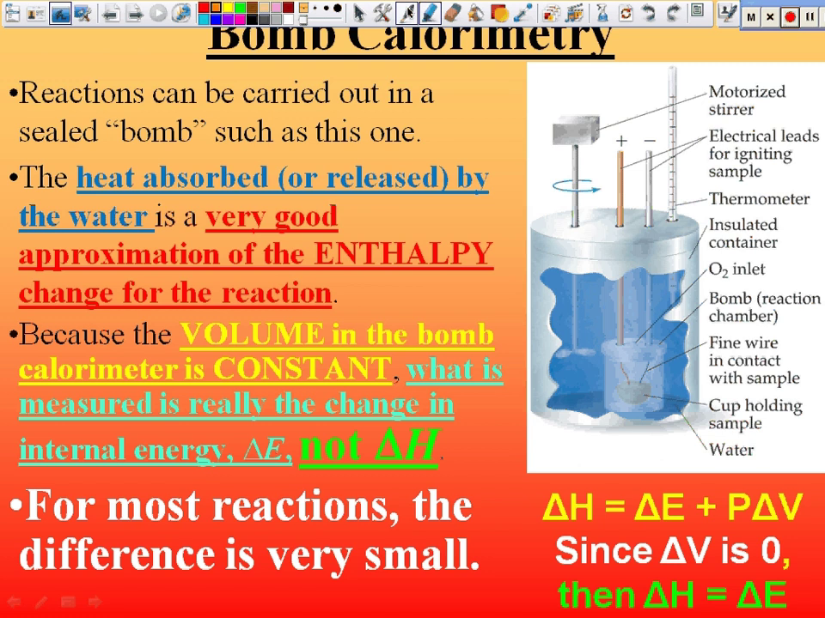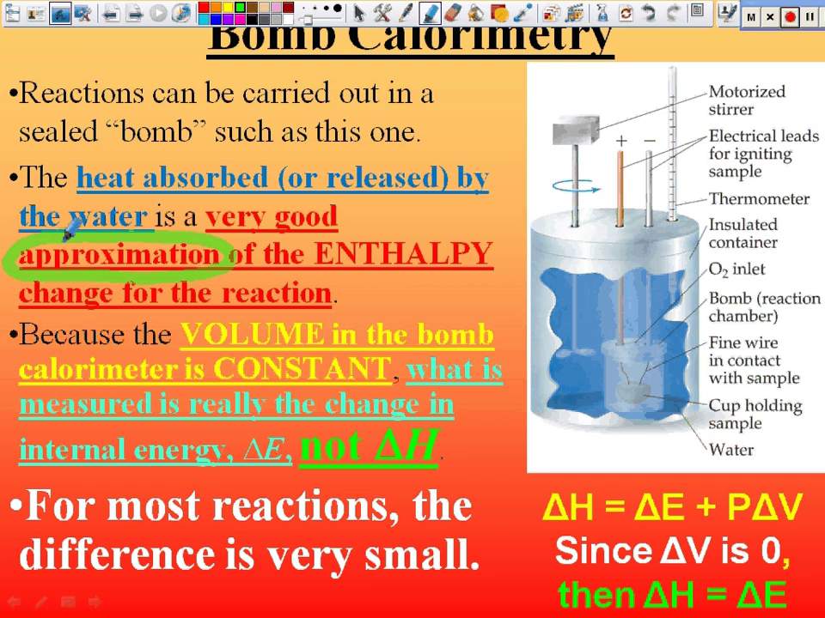Why is this word very important? It's not going to be perfect. Why? Because what will this steel box containing that reactant do? Will it hold some of the energy in? Yes, and so that's why it's a good approximation. So you're going to have a standard deviation there that's going to cause an issue.